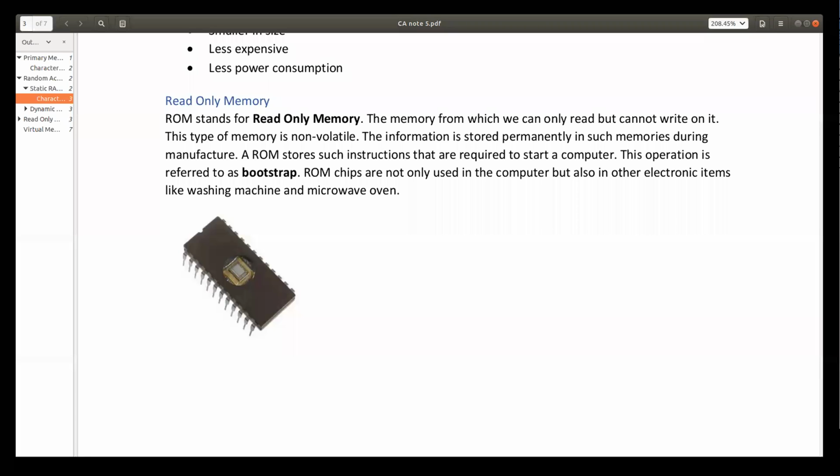Now that's why you can say ROM is non-volatile in nature. Unlike RAM, which is volatile. All the data in RAM, whenever your computer is switched off, is flushed out. But in ROM, it will be there even if your computer is switched off. So that's why it is non-volatile in nature. The question is very common: which is volatile, which is non-volatile? ROM is non-volatile, RAM is volatile.